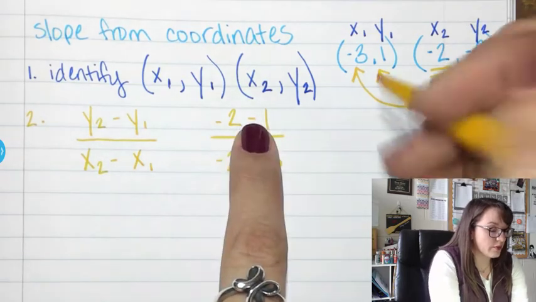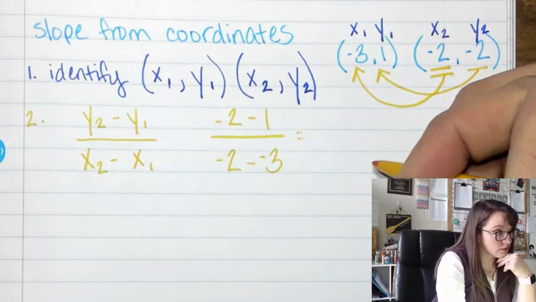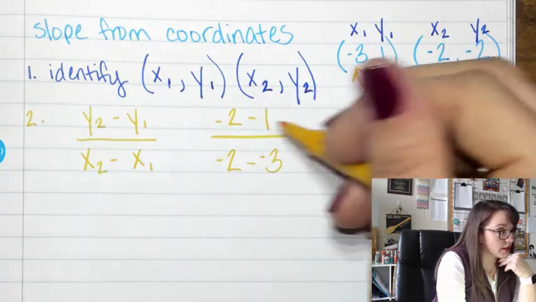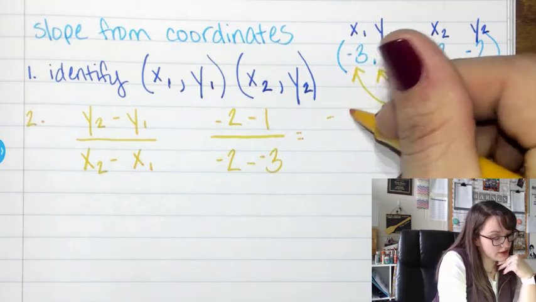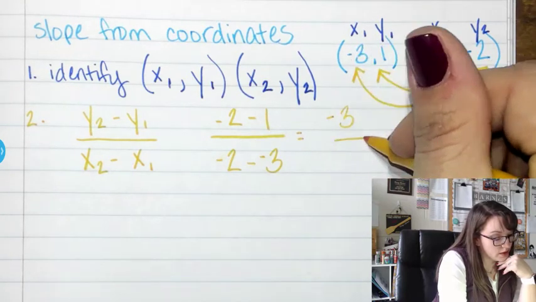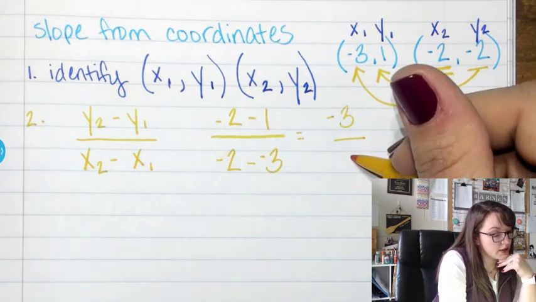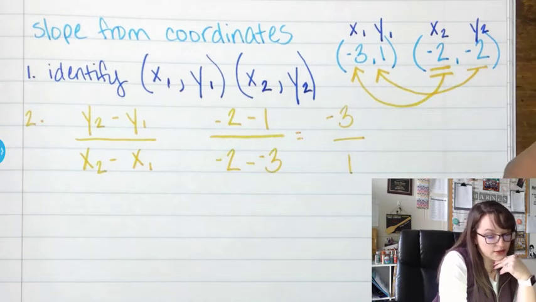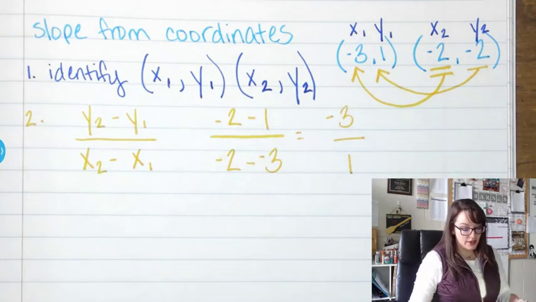So negative 2 minus 1 is how much? Negative 2 minus 1. Negative 3. Negative 2 minus negative 3, positive 1. So that's slope.